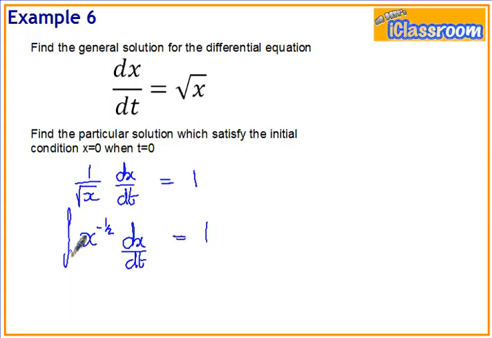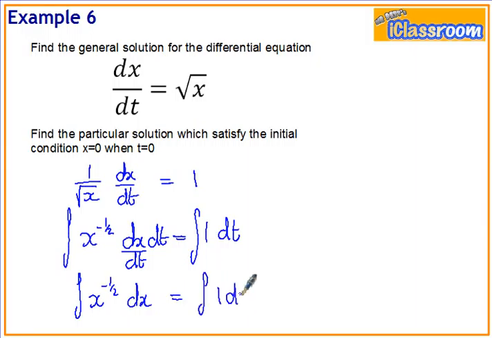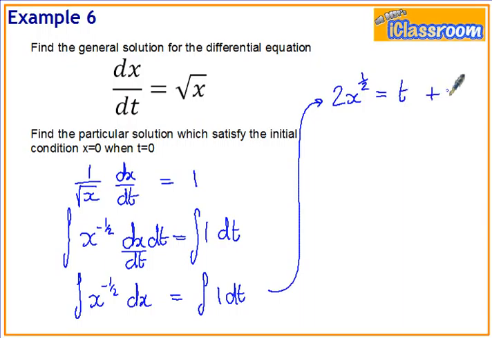This time I'm integrating with respect to t. And if I do that, I end up with the integral of x to the power of minus a half dx is equal to the integral of 1 dt. And following this one through, this becomes 2x to the power of a half, and this becomes t. Again, don't forget my constant of integration.